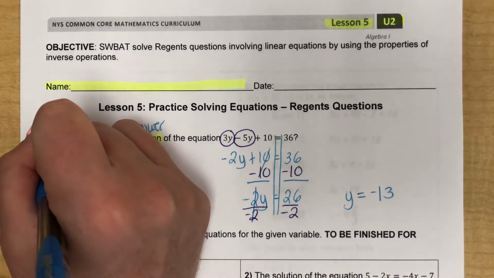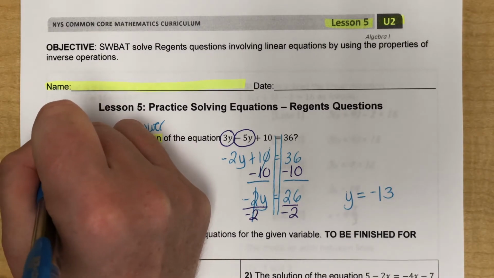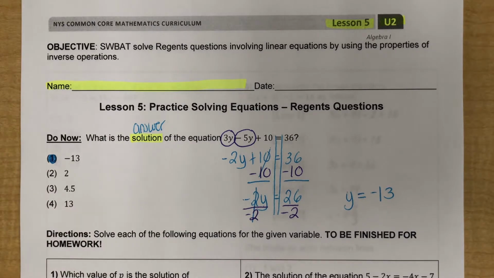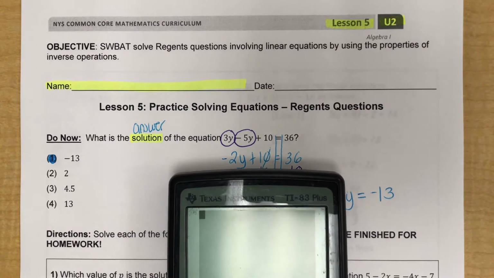So I know that my answer is going to be choice 1, which is -13. Now let's say this was a test or a quiz and you were unsure if you got the right answer or not. You can always check by plugging it back in. So this is what I mean.